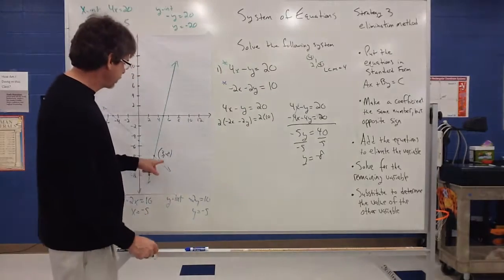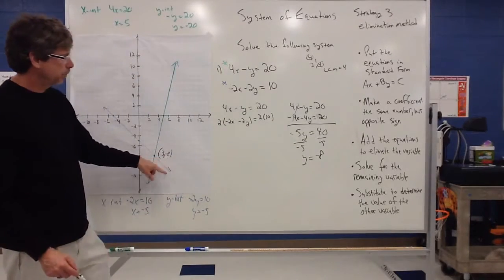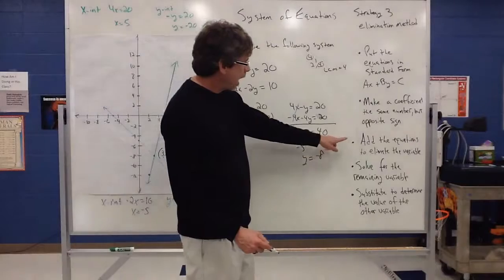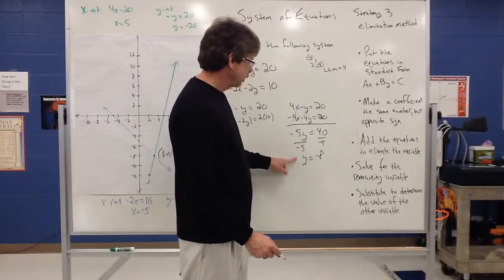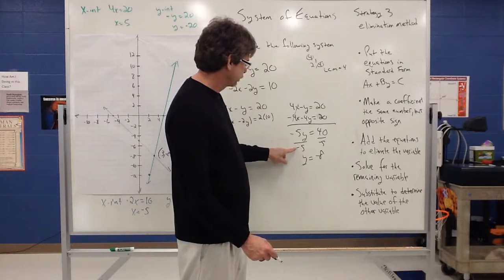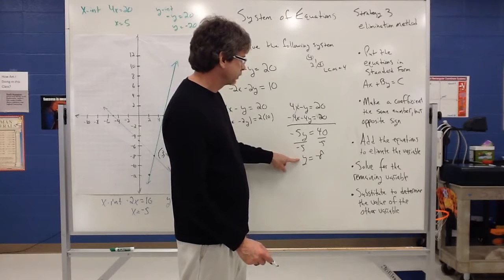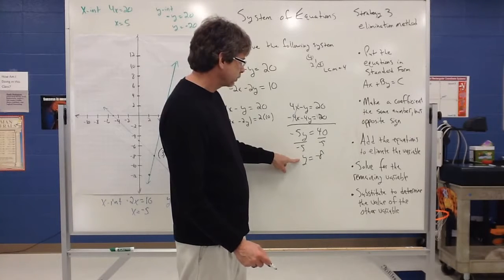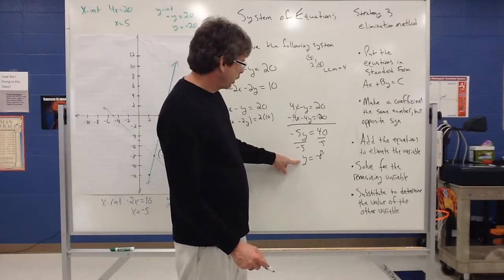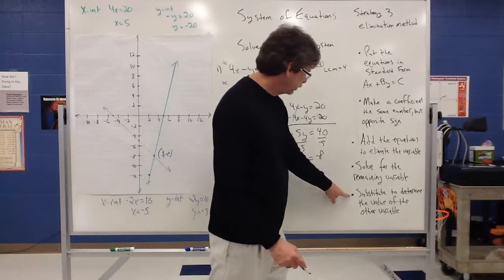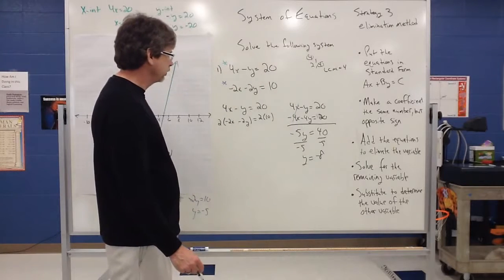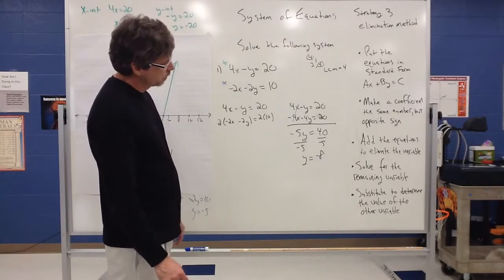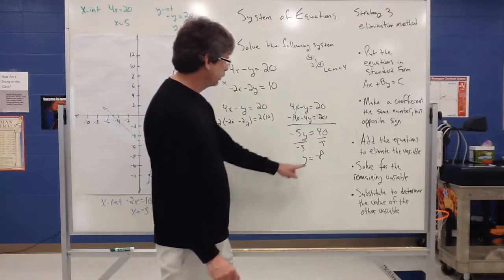I'm feeling pretty good about that because that was what my y value was over here. So I added the equations together to eliminate a variable, and we went on and solved for that variable. So our next move then is to substitute this value into an equation to find the value of the other variable. So notice I have y equals negative 8.